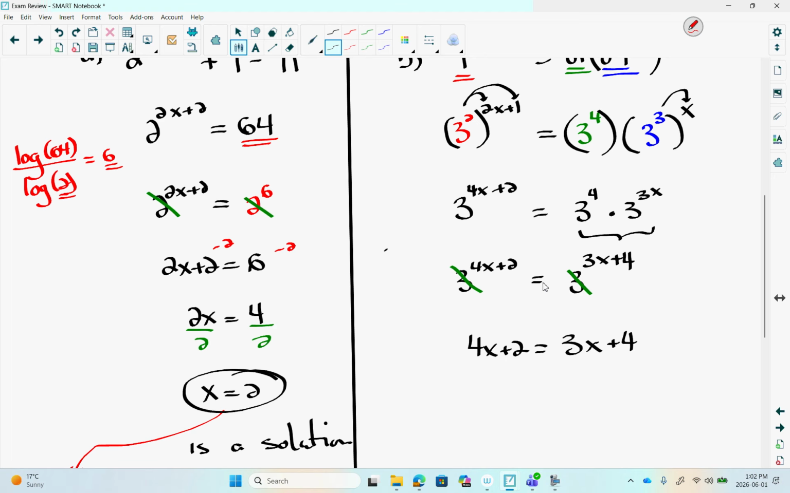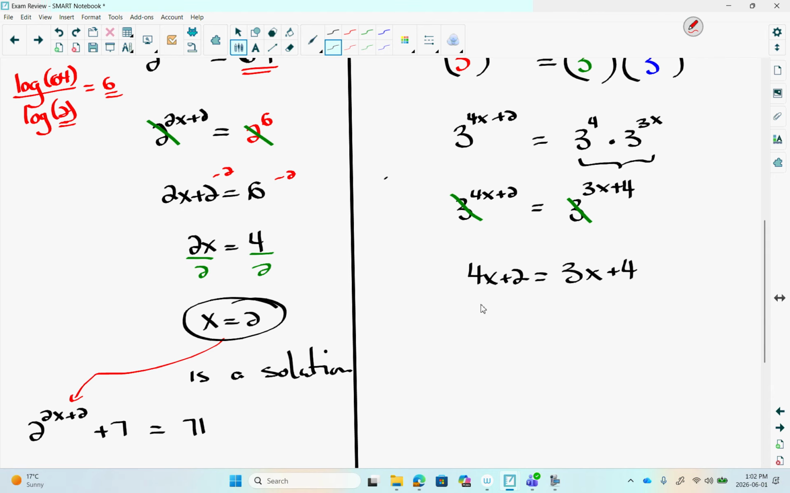Sometimes you end up with x squareds, like you might have a quadratic here. You might have to group your like terms and factor, or bring everything to one side, set it equal to 0, and then factor it, or use the quadratic equation. In this case, it's just a matter of grouping my like terms. Everyone okay with that line?